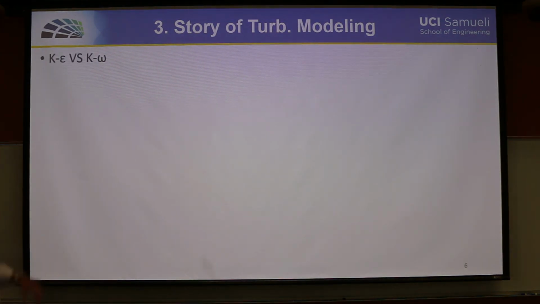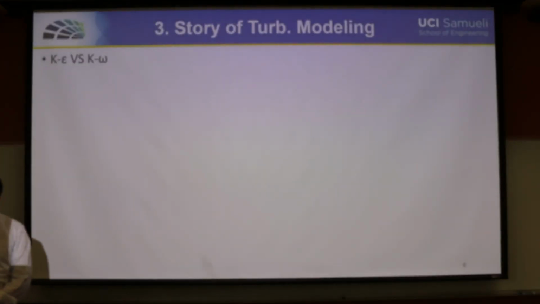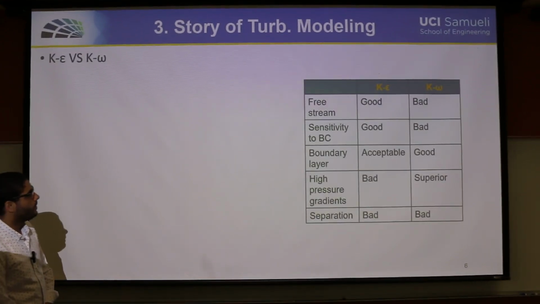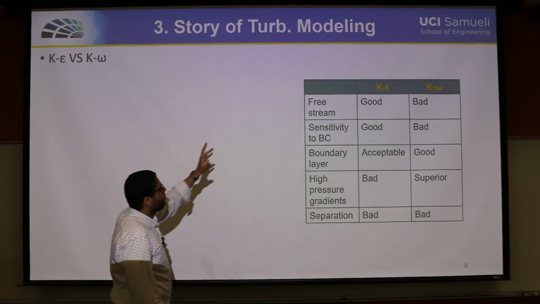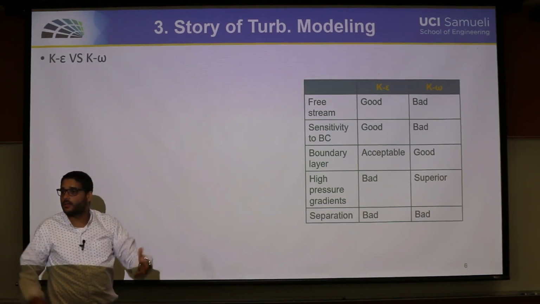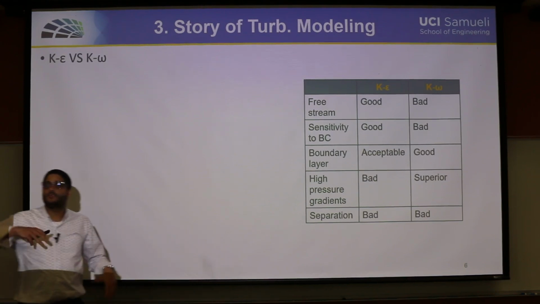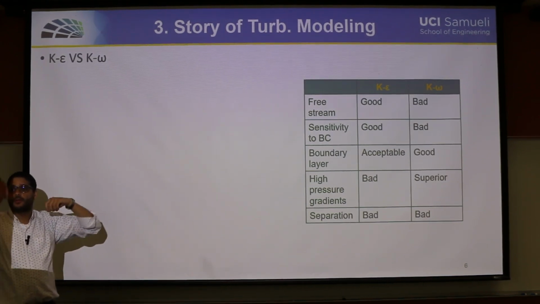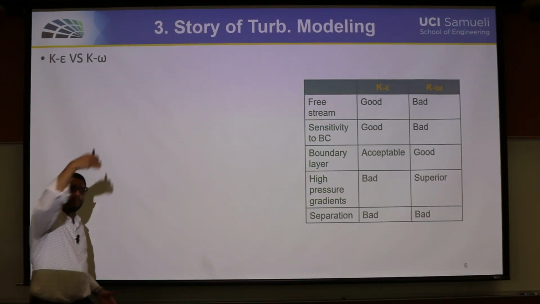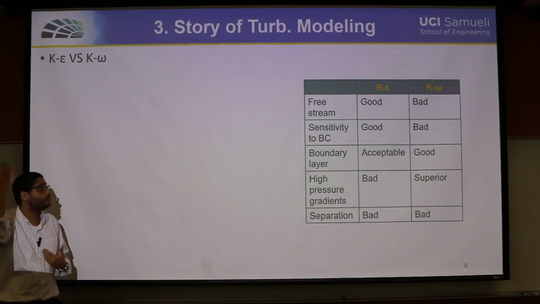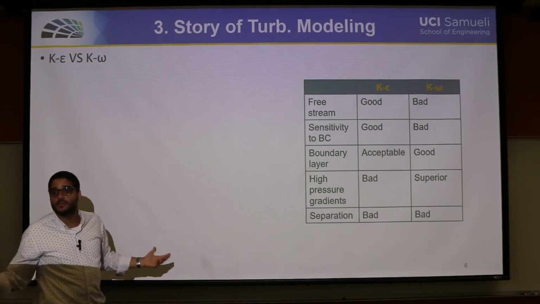Now, what's the difference between K epsilon and K omega? Because you will get to choose. Now, this is the difference between them. The K epsilon behaves very well in a free stream, but the K omega does not. Why is that? Because it's very sensitive to the boundary condition. If you specify the turbulent fluctuation of your turbulence constant at the boundary condition, the K omega is very sensitive to that.